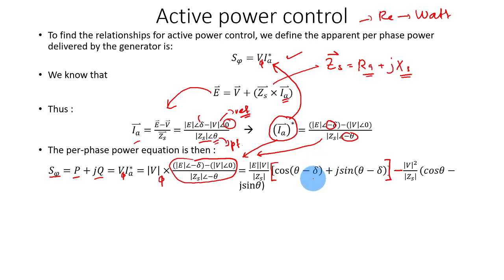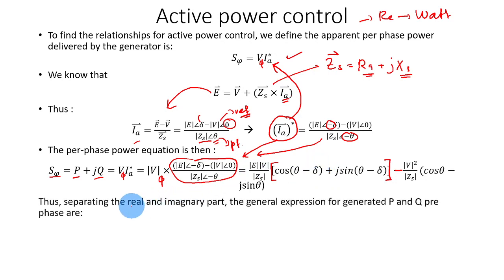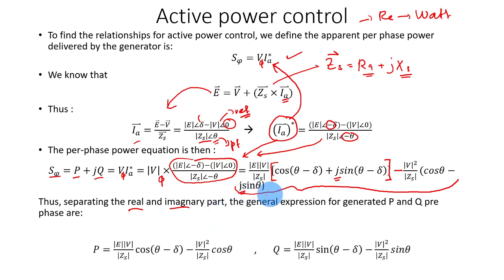If you separate the real and imaginary parts, this expression has a real part and an imaginary part, which has the j constant. If you separate them, we can derive the general expression for the generated real power and reactive power as follows. The real power, this is a per phase power.